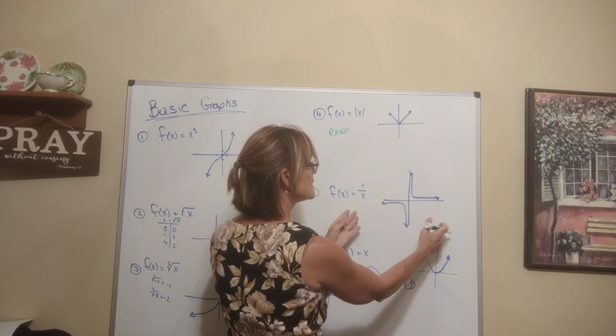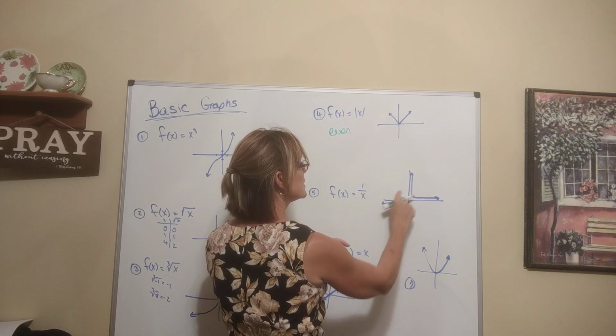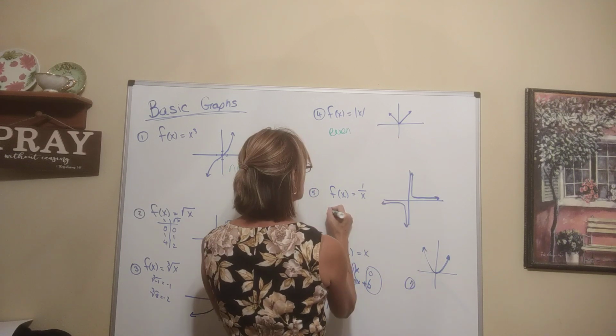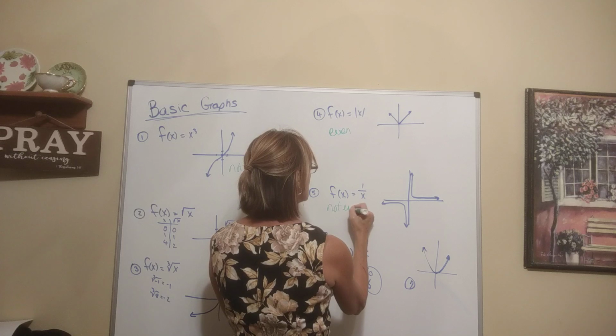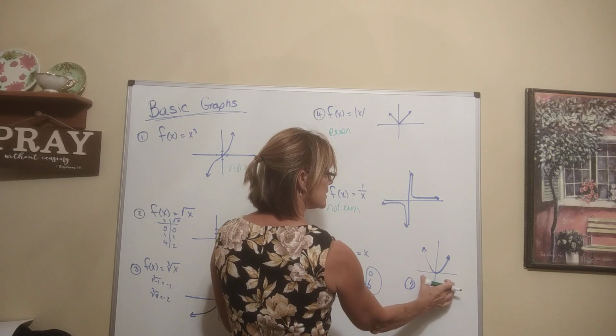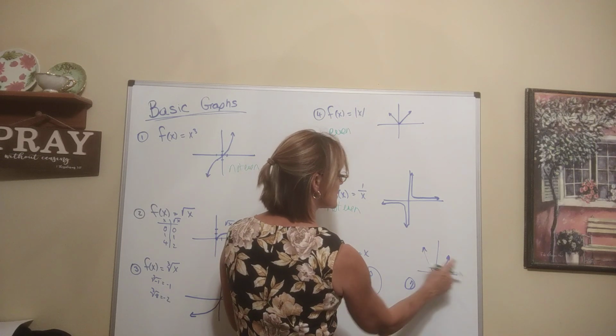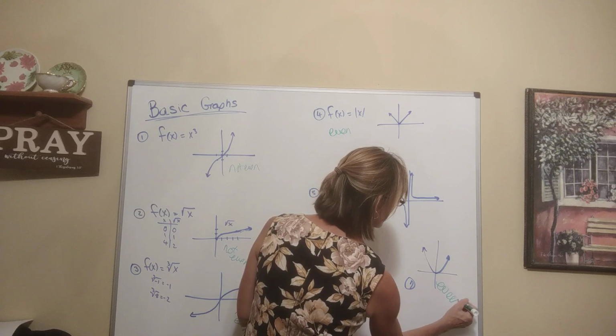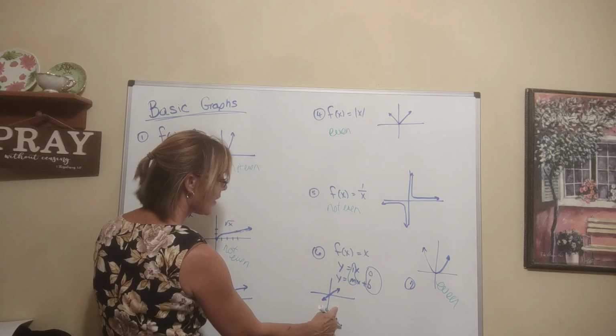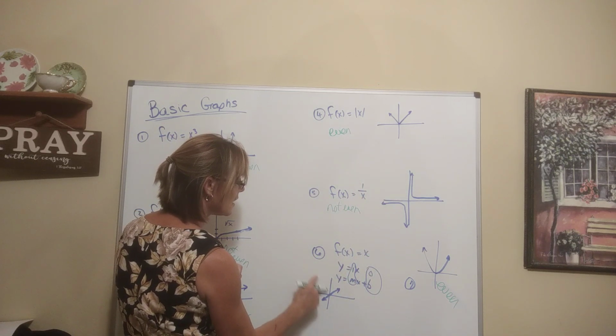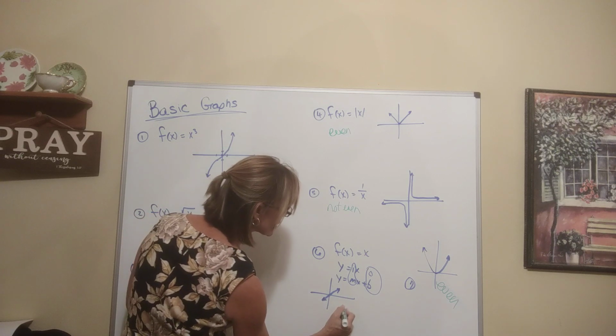Even. What about this guy? No, I would see something over here. I do not. This is not even. What about this guy? Yes, it looks the same on both sides. This is even. What about this guy? No, because if it was, I would see something over here. This is not even.